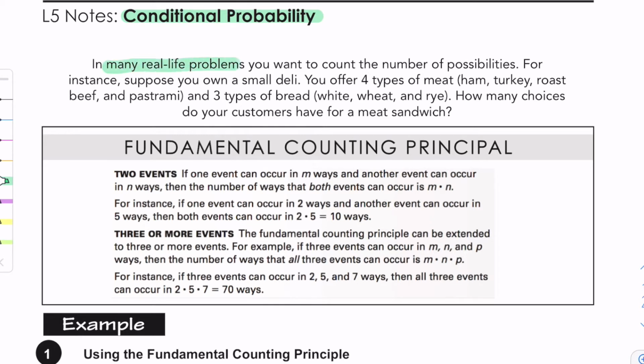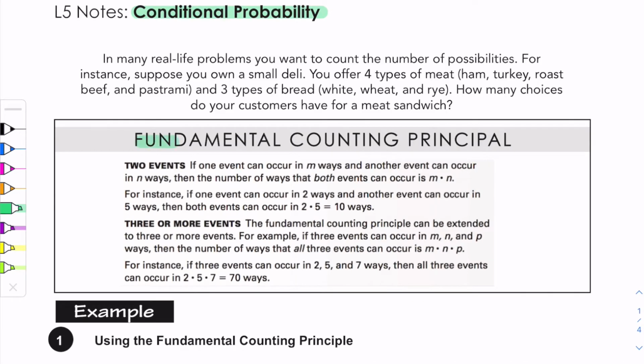In many real-life problems, you want to count the number of possibilities. For instance, suppose you own a small deli. You offer 4 types of meat: ham, turkey, roast beef, and pastrami, and 3 types of bread: white, wheat, and rye. How many choices do your customers have for a meat sandwich? So you want to figure out all the possibilities, and in order to find all those possibilities, we use the fundamental counting principle.